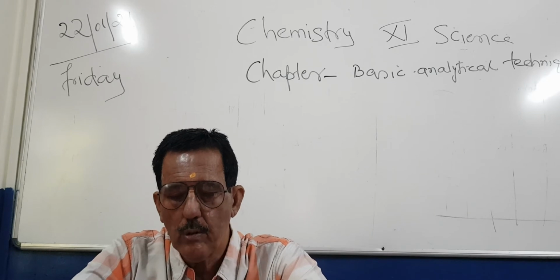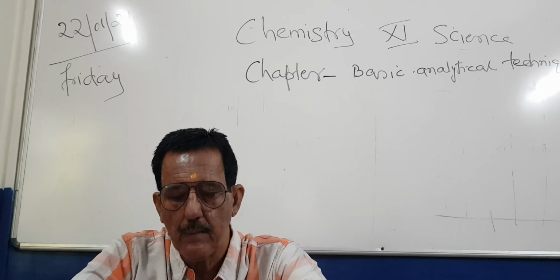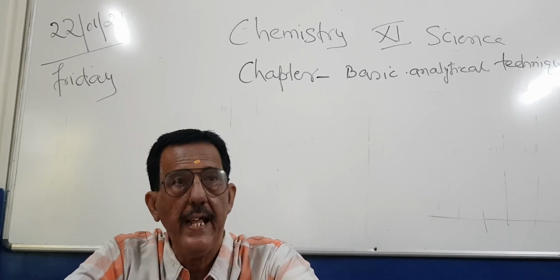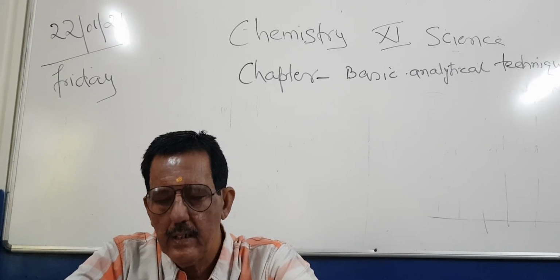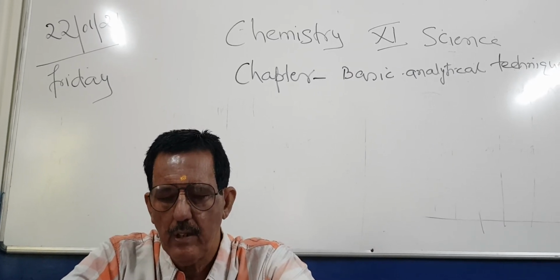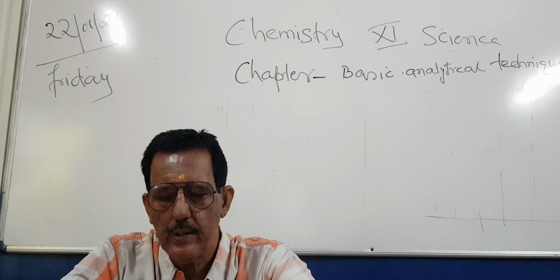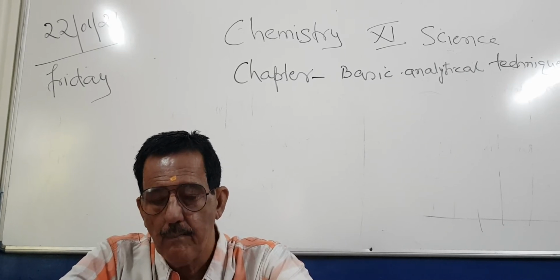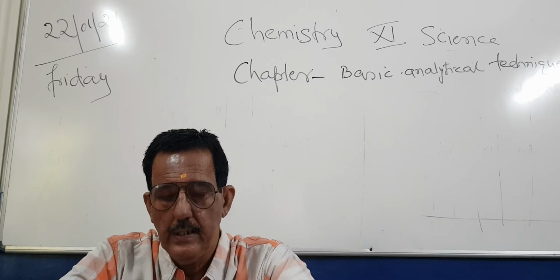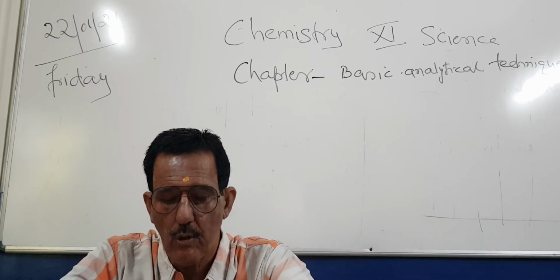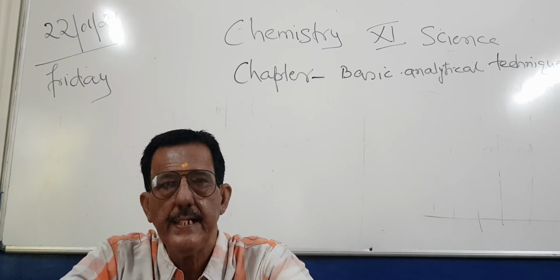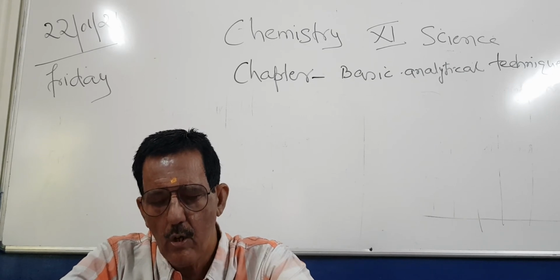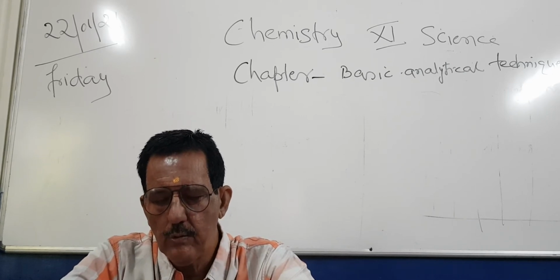Now column chromatography is based on the principle of differential adsorption. The different components of the mixture get adsorbed on the stationary phase to different extents. The most strongly adsorbed component is retained on the column and others move down, resulting in the formation of bands.